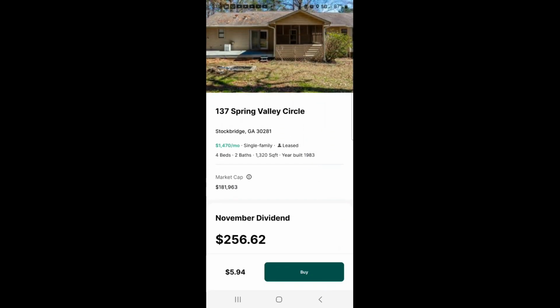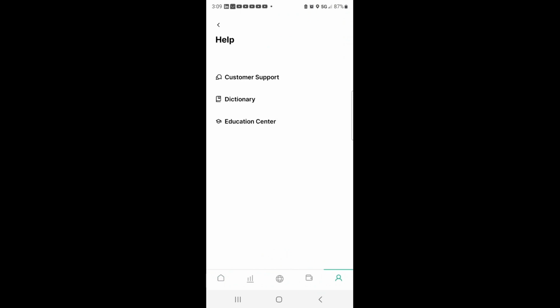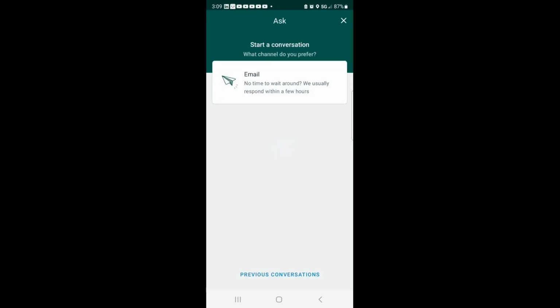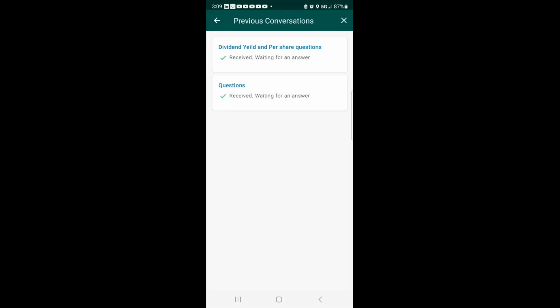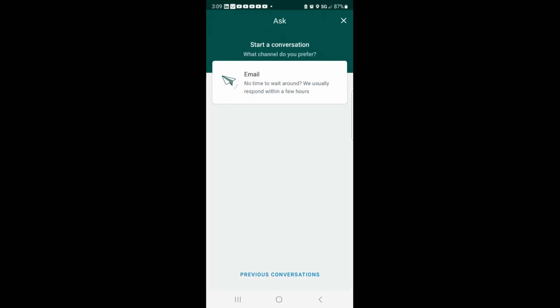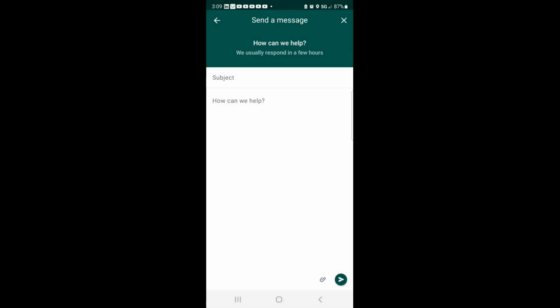If we go back, I'll scroll all the way back. I went to customer support. Sometimes it takes some time to load up, but from previous conversations, it says received, waiting for answer. I asked them about the dividend yield and the per share question, and I'm just waiting for their response. If you want to send them an email about a question you have, enter the subject, and then at the bottom you can send it.